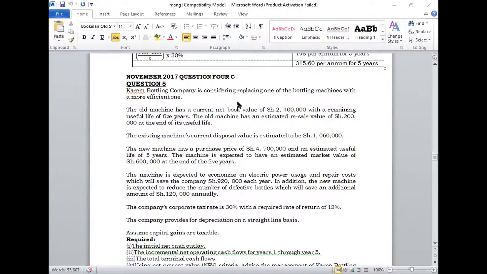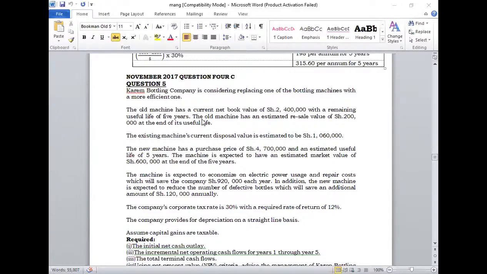more efficient one. The old machine has a current net book value of 2.4 million with a remaining useful life of 5 years. The old machine has an estimated resale value of 200,000 at the end of its useful life. The existing machine's current disposal value is estimated to be 60,000. The new machine has a purchase price of 4.7 million and an estimated useful life of 5 years. The machine is expected to have an estimated market value of shilling 600,000 at the end of the 5 years.